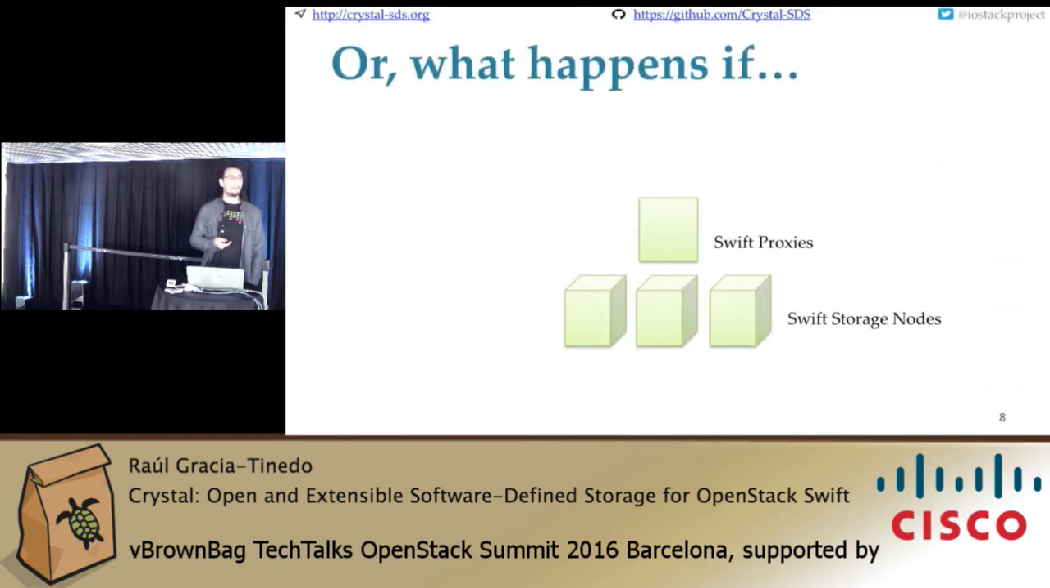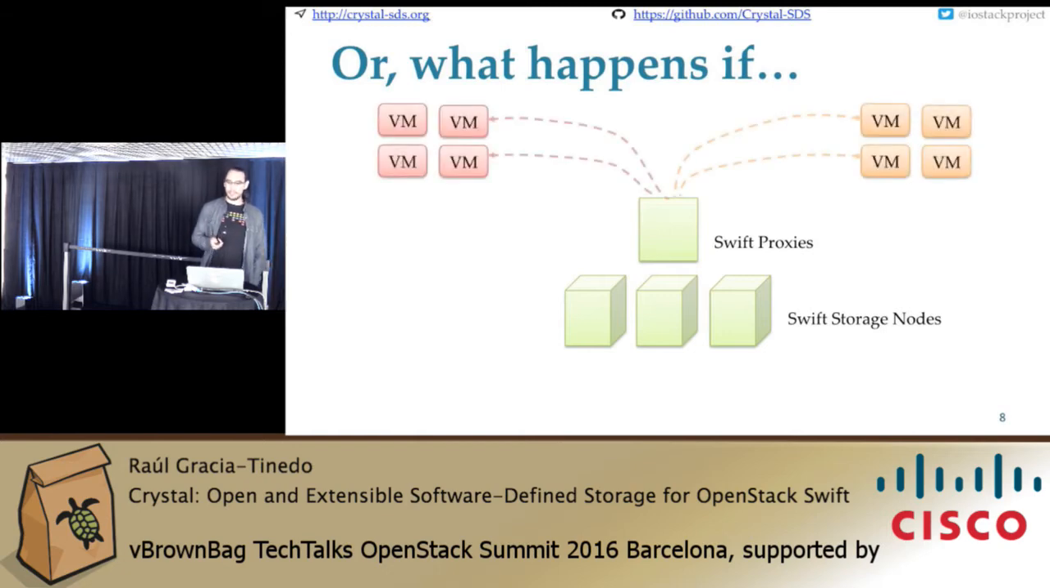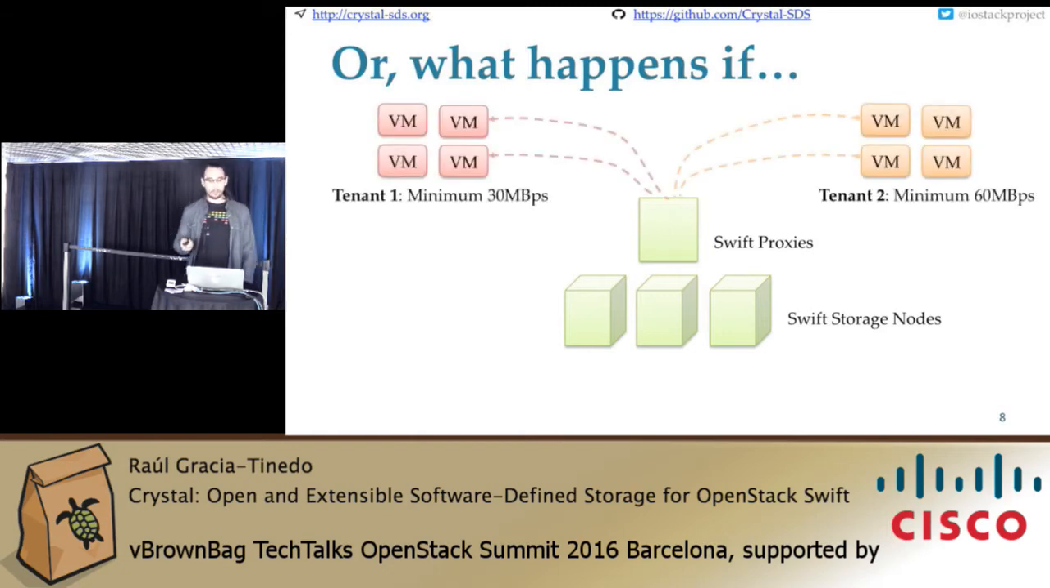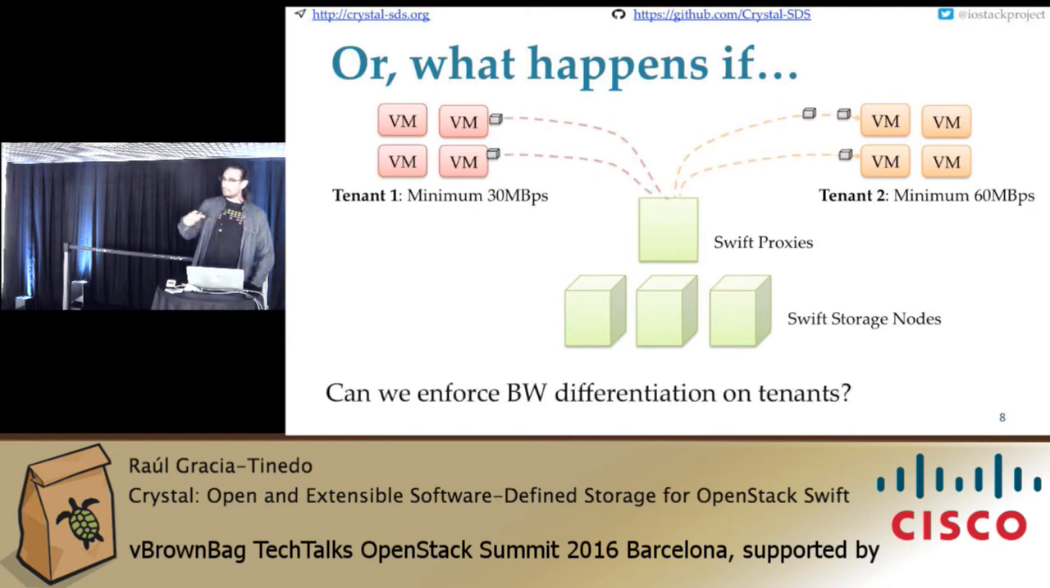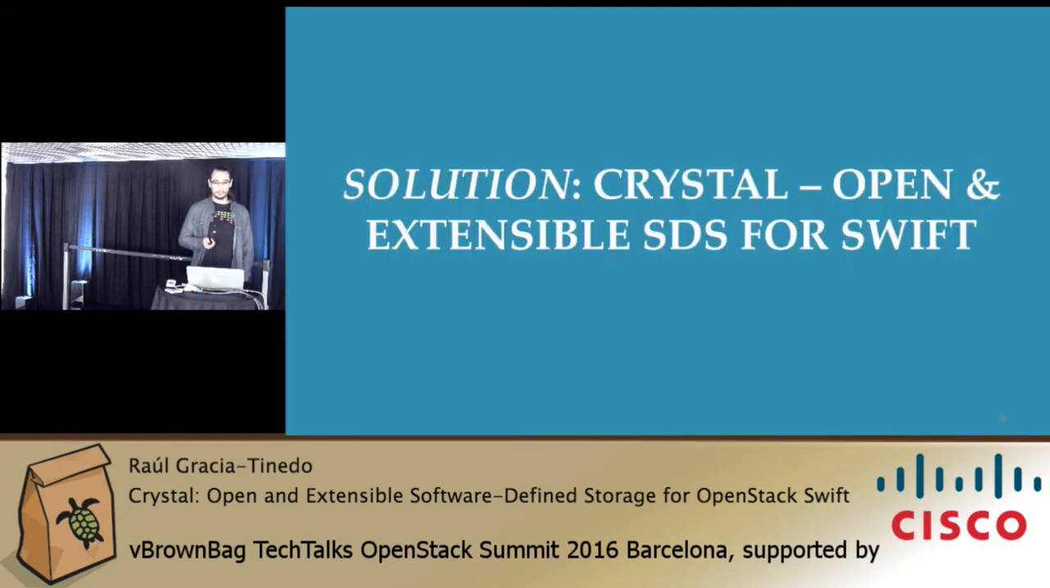But let's go for a more dynamic example. We have, again, 2 tenants, and we want to guarantee a minimum bandwidth of 30 megabytes per second to tenant 1 and 60 megabytes per second to tenant 2. So the question is, can we dynamically execute some filter that ensures a bandwidth of 30 megabytes and 60 megabytes to these tenants? The answer is, again, not easily in Swift.